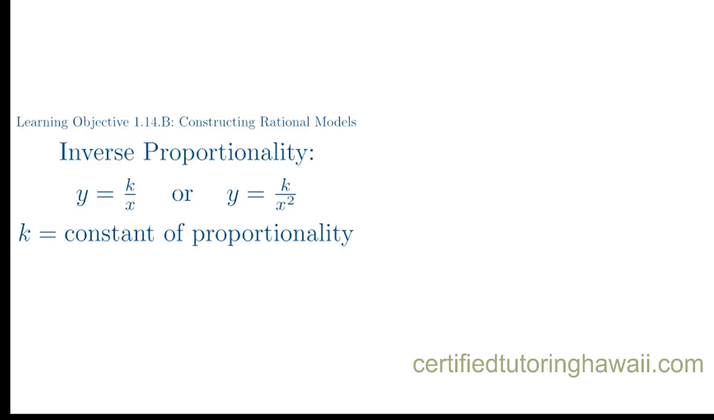A key feature of these rational models is asymptotic behavior. As the independent variable gets very large, the dependent variable approaches zero. This is a horizontal asymptote. And as the independent variable approaches zero, the dependent variable tends towards infinity. This is a vertical asymptote. We can see this in the graph of y equals 1 over x. Notice the axes act as asymptotes.